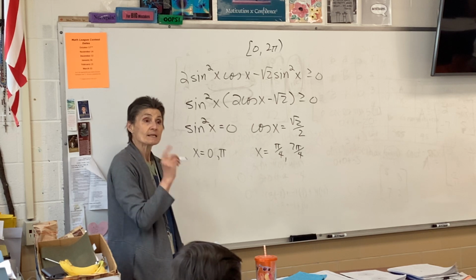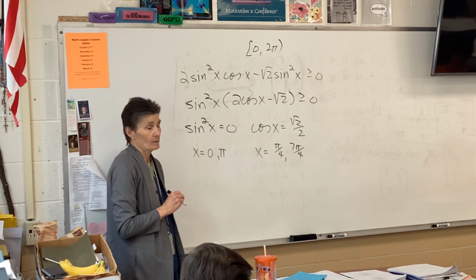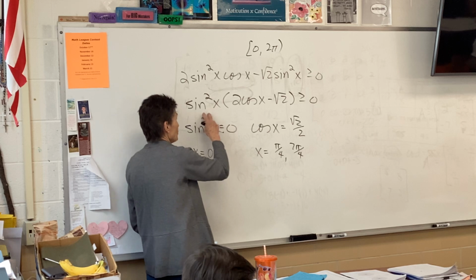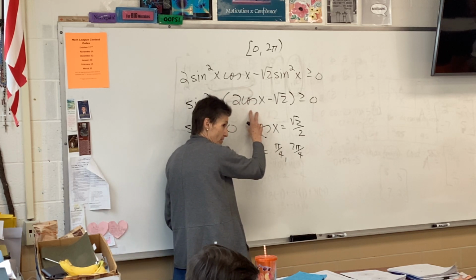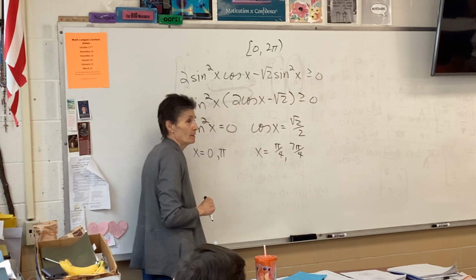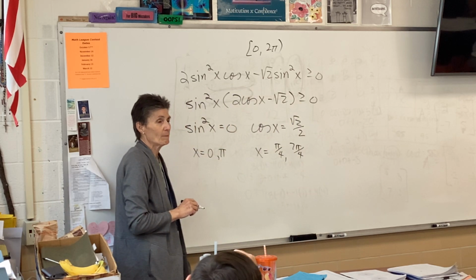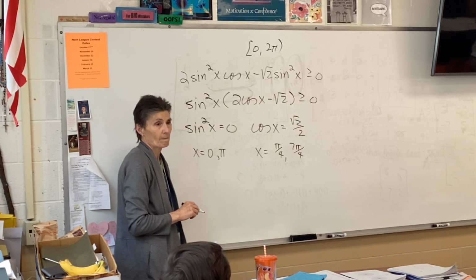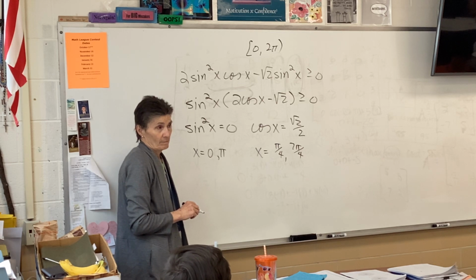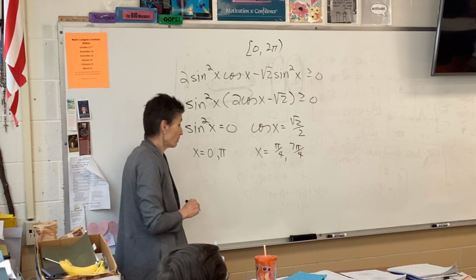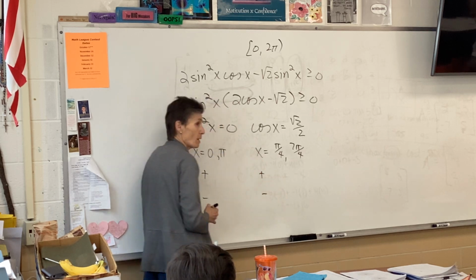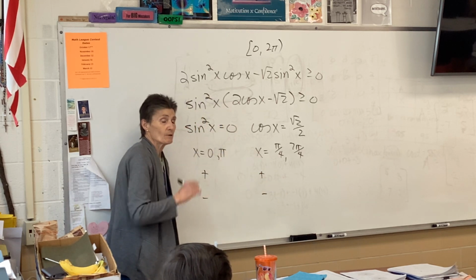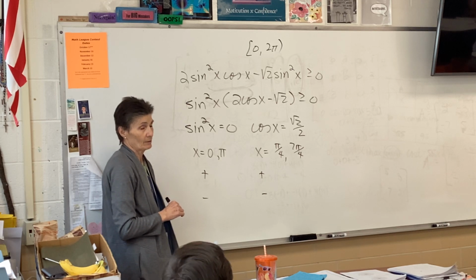Now, this is an inequality. These two things multiplied together have to be positive. So what does that mean about the two things? They're either both positive, or they are both negative, right? Now, here's where I wasn't thinking clearly.